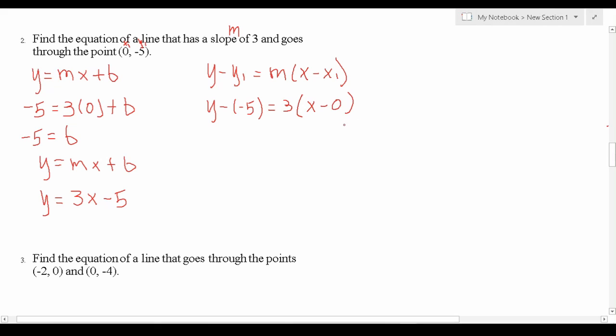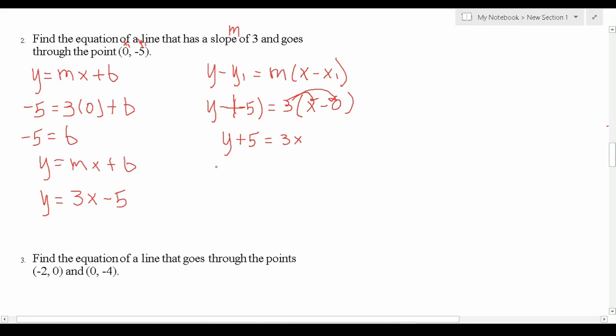Okay, let's keep working this out. I'm going to deal with this right now. Y minus negative 5. Minus minus always becomes positive. So this is y plus 5 equals. Now I'm going to distribute this 3 to this x and this 0. 3 times x is 3x. Anything times 0 is 0. So that's going to be nothing.